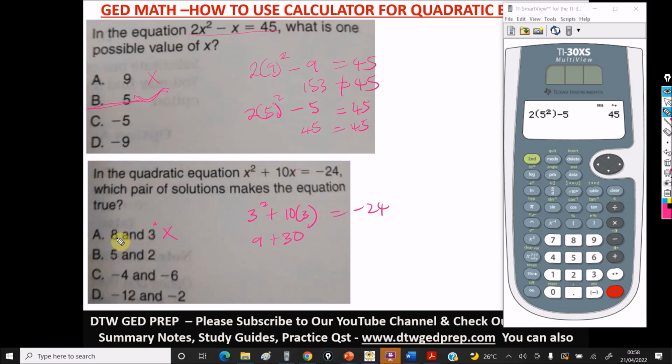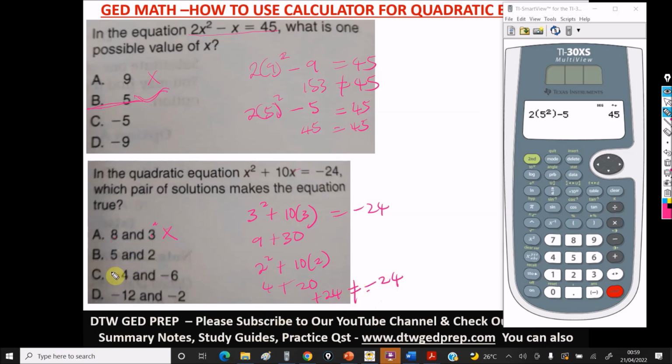If 3 is wrong, it means 8 is also wrong, because the pair of solutions must resolve to give us minus 24. So let's use 2 here. We have 2 squared plus 10 in parentheses 2. So this is 4 plus 20, which is a positive 24. And a positive 24 is not equal to a negative 24. So we can't use this, and this is wrong.